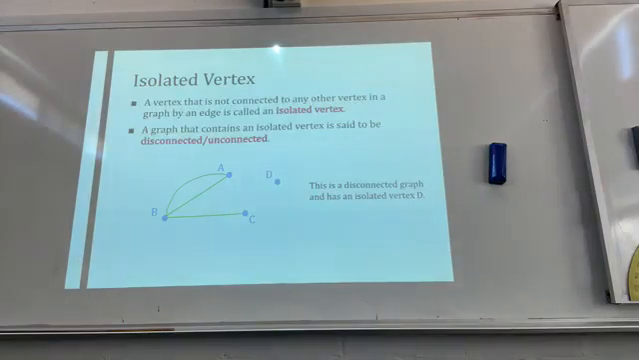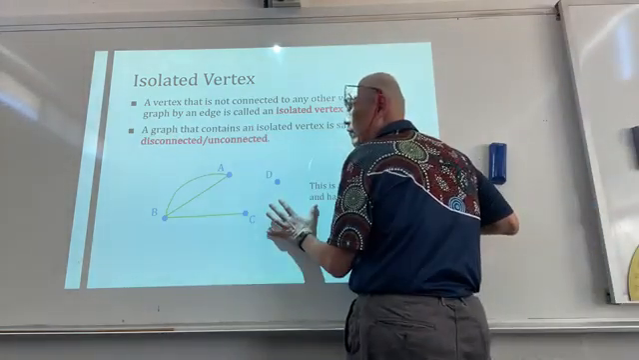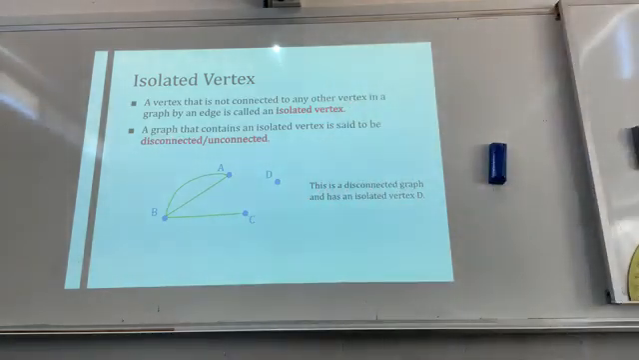Now, an isolated vertex is a vertex that's not connected to the network, although it's part of the network. So you can see that in this graph, this is a disconnected graph. Connected graph means every single vertex must be connected to another. If there's one edge joining A and D, this is a connected graph. Because there's none between A and D, therefore it's called disconnected or unconnected.